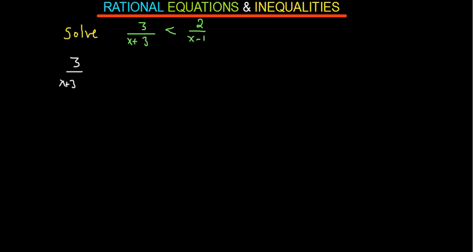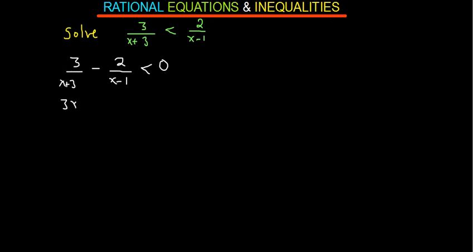Taking the other term to the other side, it would be negative 2 divided by x minus 1, and that would be less than 0. Merge this as a single fraction. Get what is on top of the first fraction and multiply with what is down the second fraction. What are we going to get?